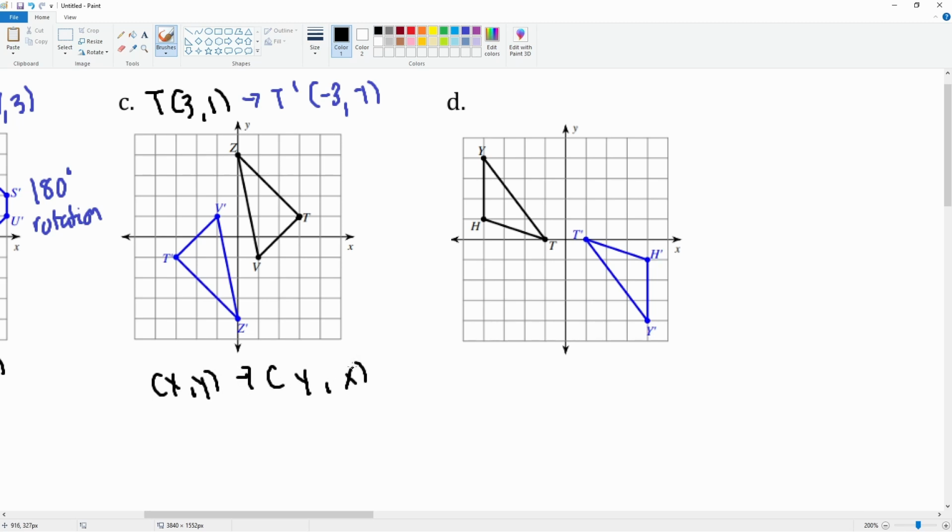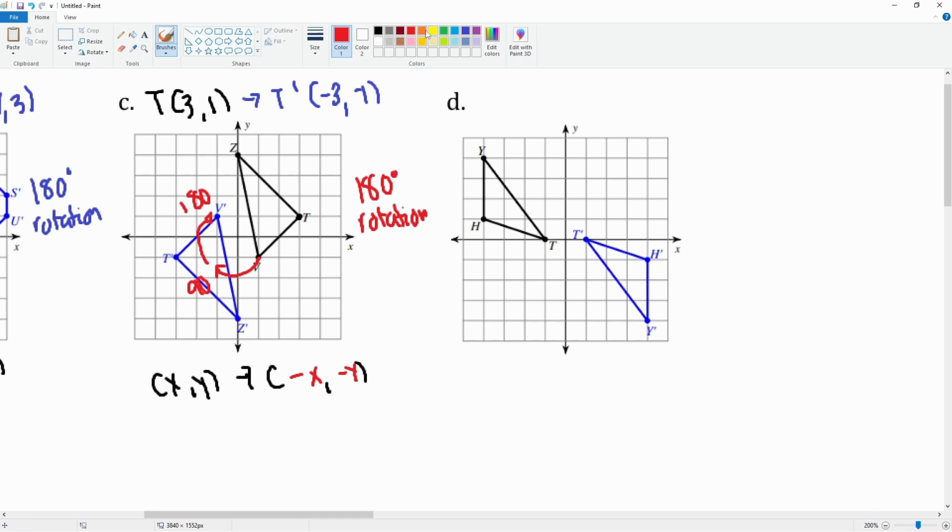What changes value? Wait, hold on. Okay, did I mess up? T, (-3, 1). Good. And oh, it did not swap. It just changes sign. It's -X and -Y. From here it is 90, then here it is another 90, so it's a 180. So here we can say it's a 180 rotation.